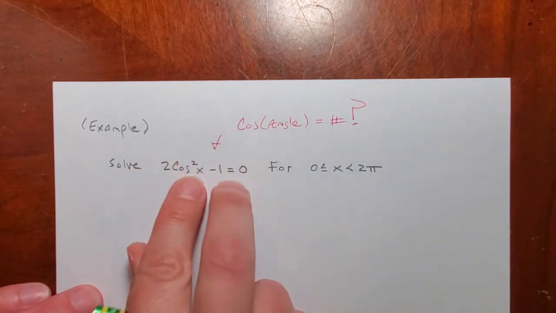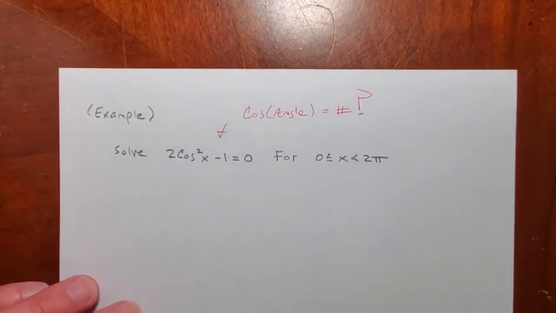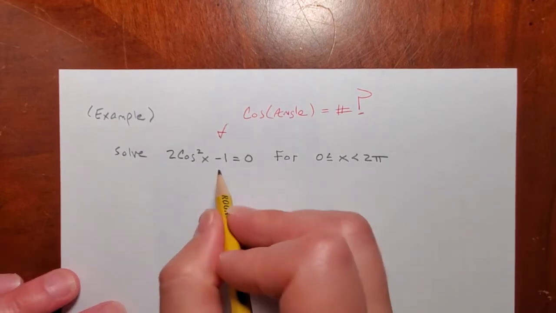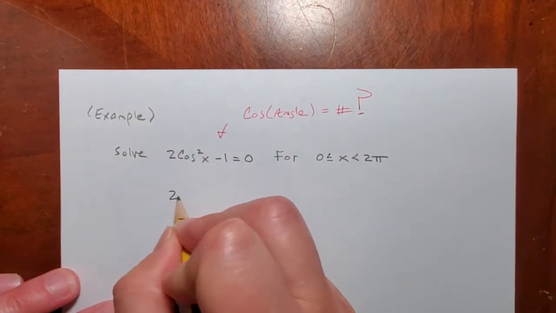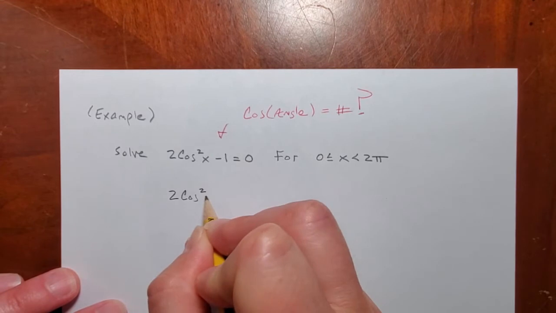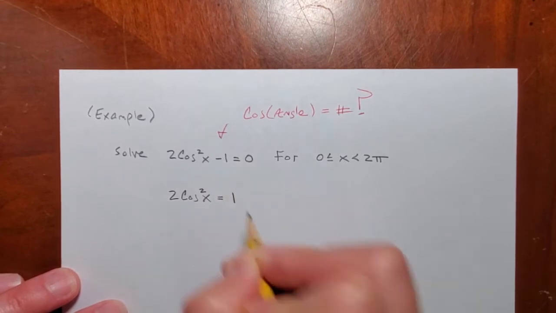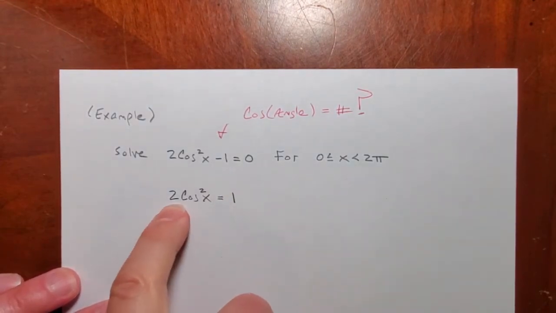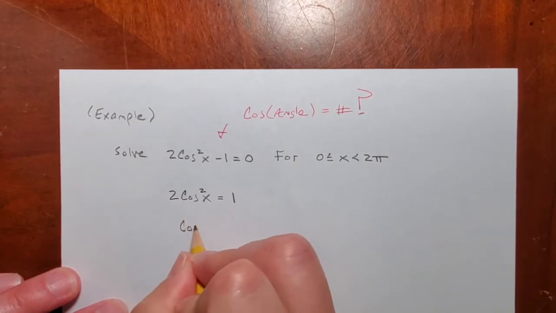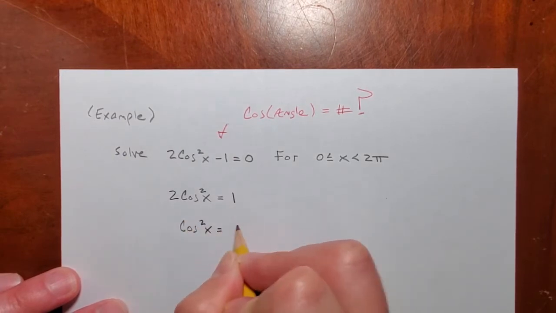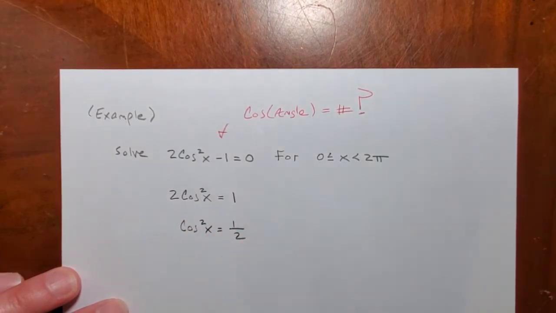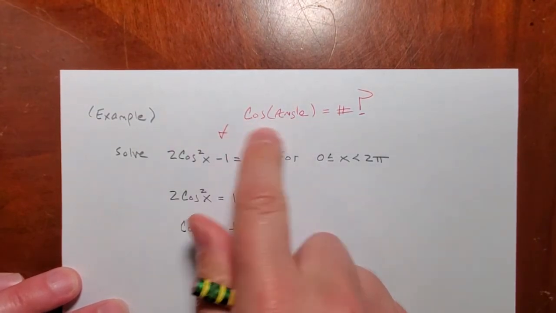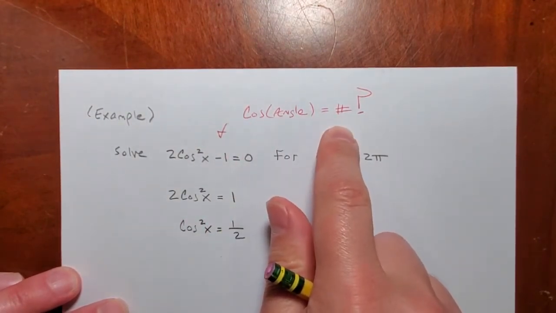To get from here to there is going to take a little bit of algebra. So let's think about it like that. I'll add 1 to both sides, and I'll say 2 cosine squared is equal to 1. And then I'll divide by 2, and I'll get cosine squared is equal to a half. Okay? And then I'm kind of getting down to that point, right?